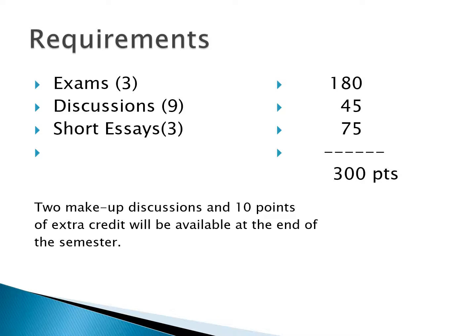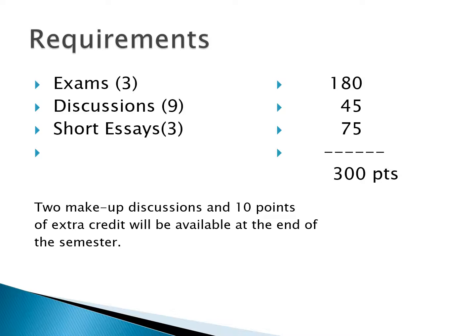45 points are discussions. They are 5 points each, and you'll have 3 discussions in each of the units. And 3 short essay or writing assignments for a total of 75 points, so they are 25 points each. More explanation of the writing assignments I'll be giving you in the assignments or modules tabs.